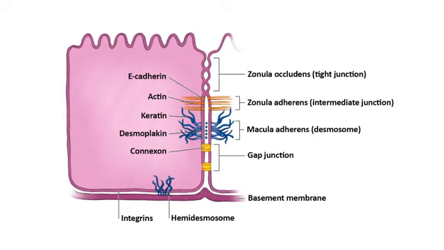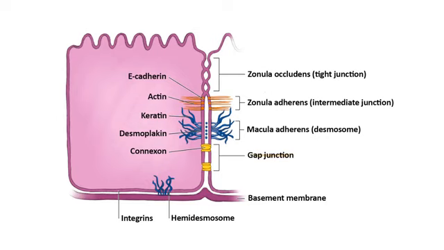The zona adherens, or intermediate junction, is located more basally than tight junctions. And this is a cell junction whose cytoplasmic face is linked to the actin cytoskeleton. So this junction serves as a bridge connecting the actin cytoskeleton of neighboring cells through direct interaction. And the molecules I want to associate with the zona adherens are the cadherins, which are calcium-dependent adhesion molecules.